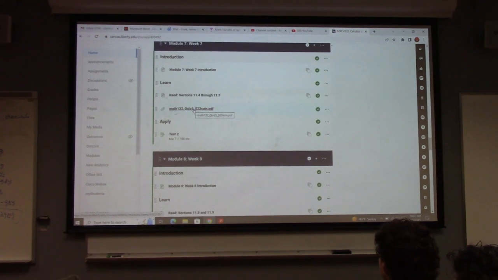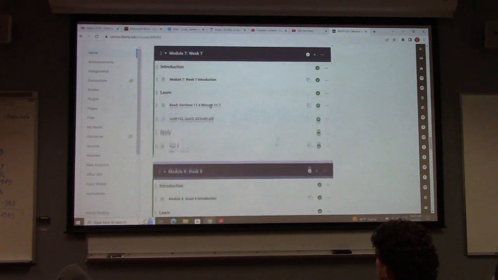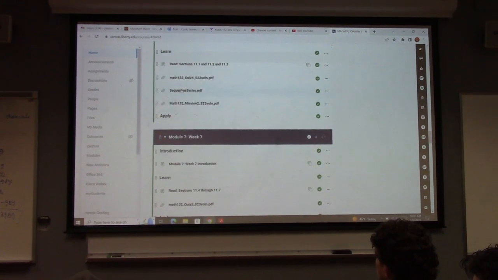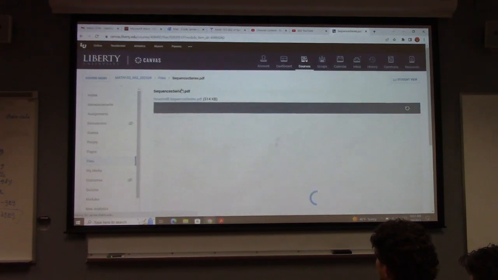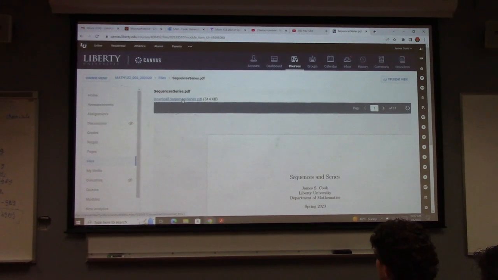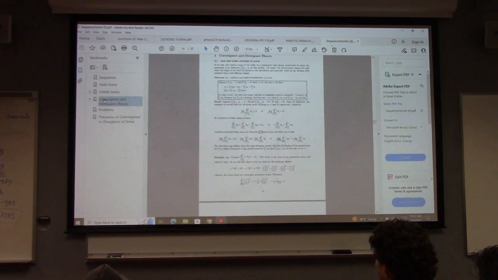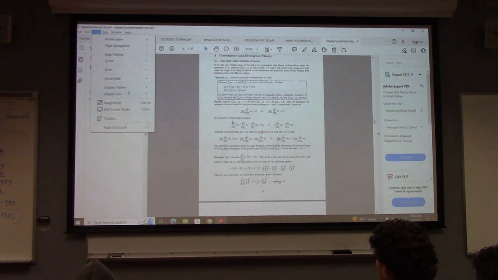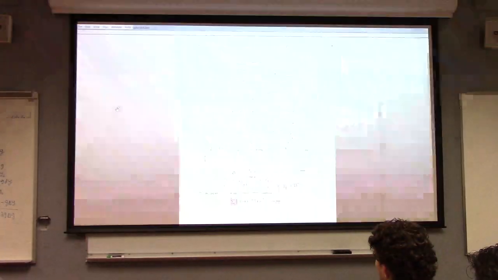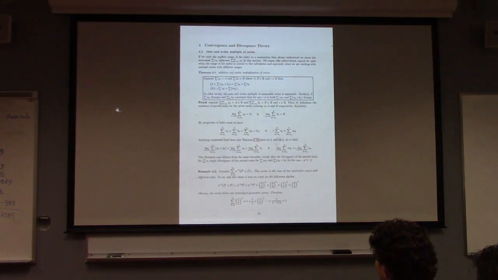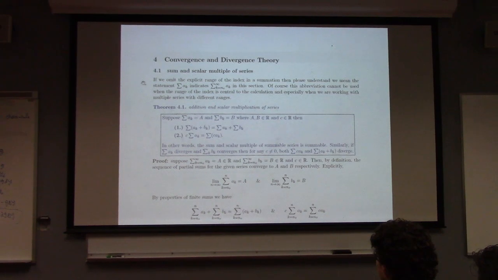I did post the solution to quiz 5. It's also there. What I'm trying to find, there it is. So you asked me about the proof of the geometric series. It's in here. We talked about it in class. It's actually really easy to learn.